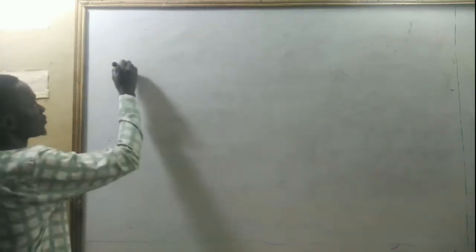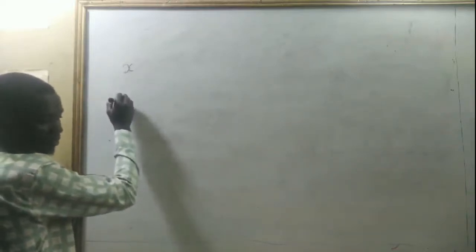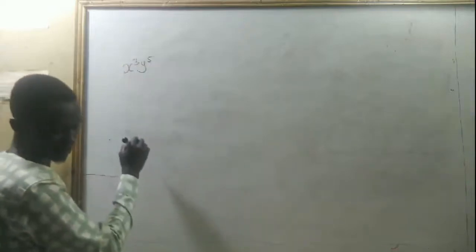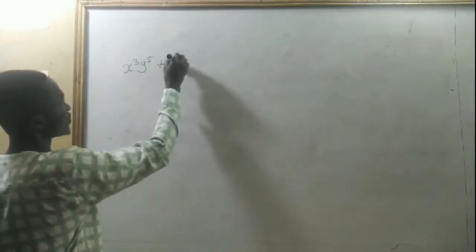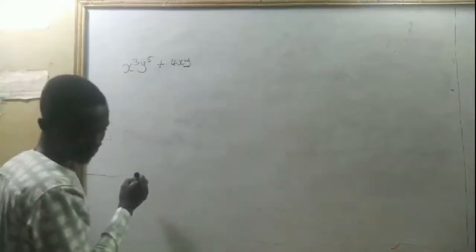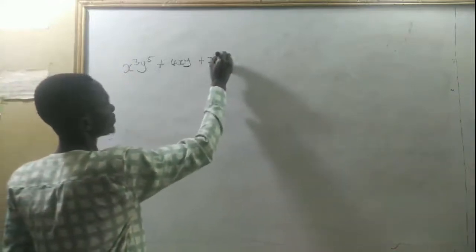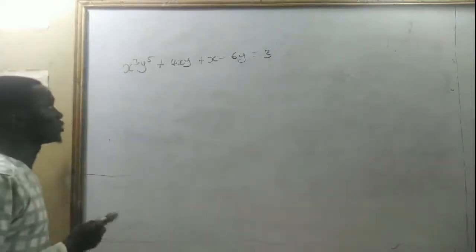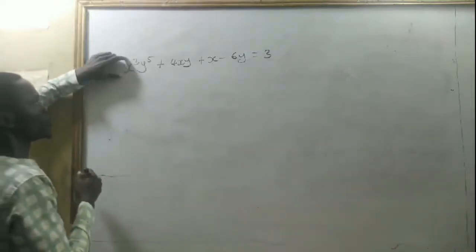In the next example, we are going to consider x to the power 3, y to the power 5, plus 4xy plus x minus 6y equal to 3. So how do you do this one? Here we are going to use the product rule.